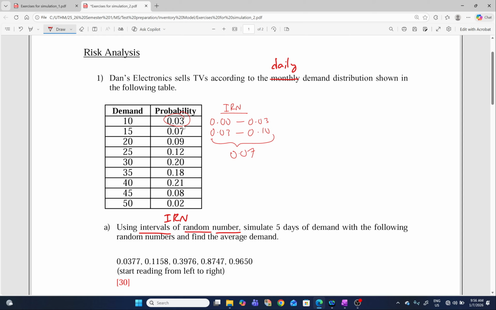Okay, so first one, you start with 0.00, follow this number 0.03, and then next one is 0.03, you plus with this one, you get 0.10. Okay, now next one is 0.10, you plus with this one, what do you get? 0.19. So its width is 0.09 here. Boleh faham? Okay, you guys do that all the way now.